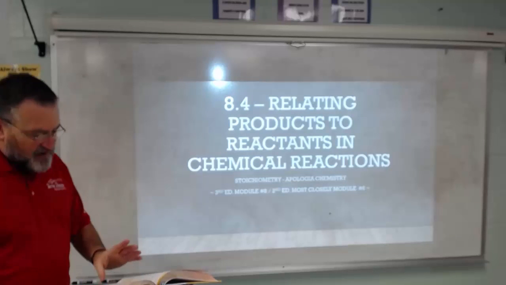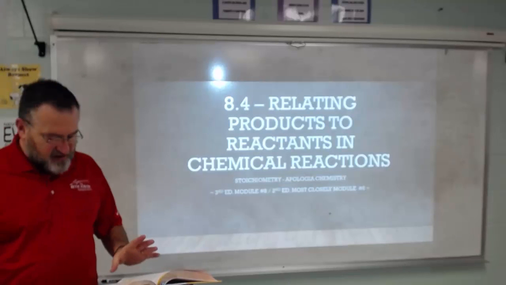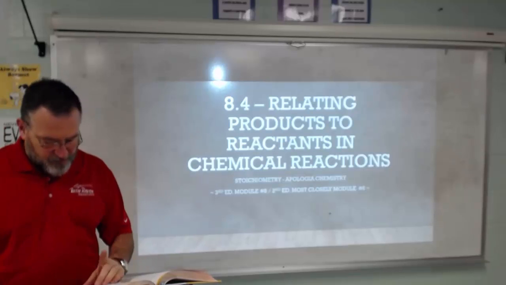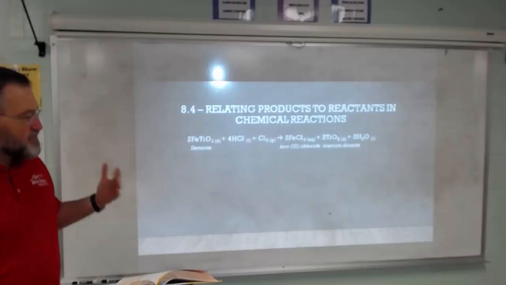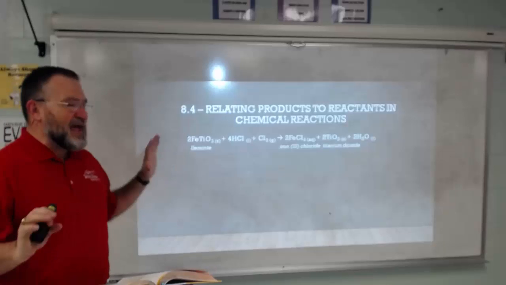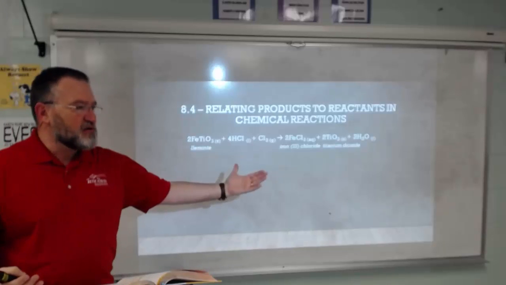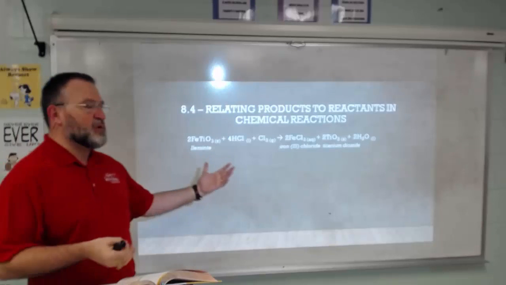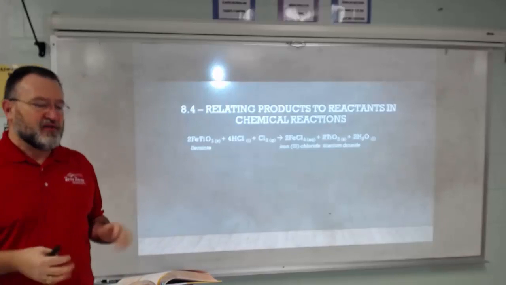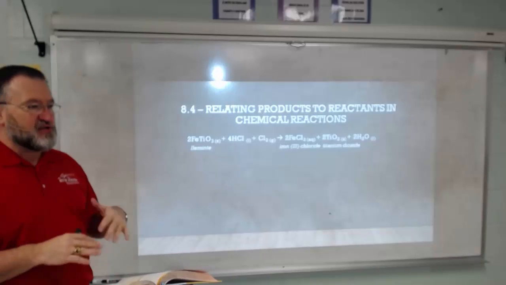So the section relating products to reactants in chemical equations, like I said, up to this point, we've had to work from certain reactants and get the products. Now we're going to start working the other way around. Given a certain amount of product that we want to make, how much reactant do we need? In all of these cases, I'm using exactly what's in the book.